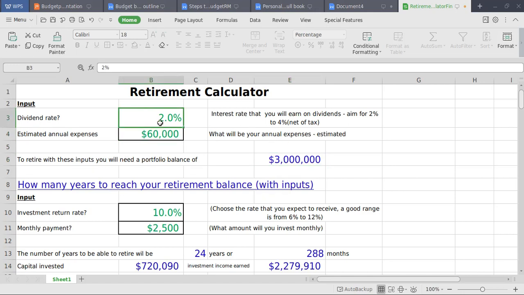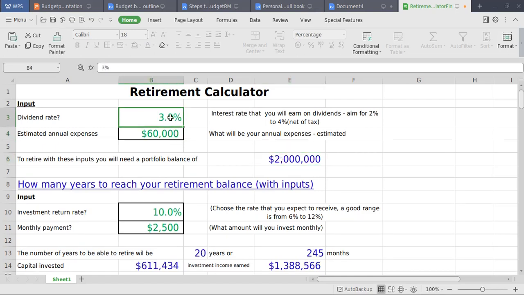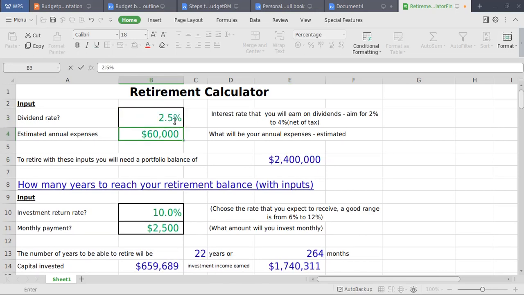Another important area is to determine your dividend rate. Each portfolio has a different dividend rate. You can focus on stocks that deliver dividends or you can focus on stocks that do not. What you need to do is determine the dividend rate you can receive on your stocks, anywhere from 2% to 3%. If you change this to 3%, you'll see that this number drops quite a bit. And if you want to be conservative or somewhere in the middle, you can say, okay, 2.5%. So the first part of this retirement calculator tells you what final portfolio you need before you can retire on dividends.